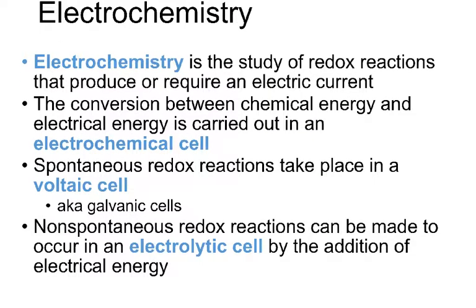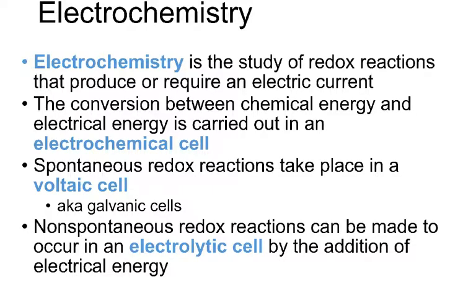Okay, we have some terms on this page. Electrochemistry is the study of redox reactions that either produce or require an electric current. We're spending some time here on the ones that produce. Later on, we'll talk about the ones that require an electric current.